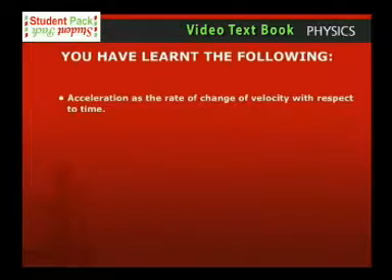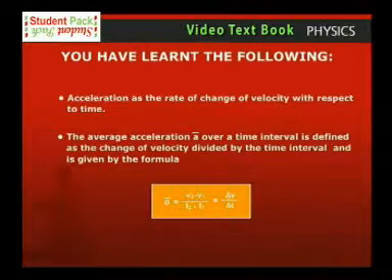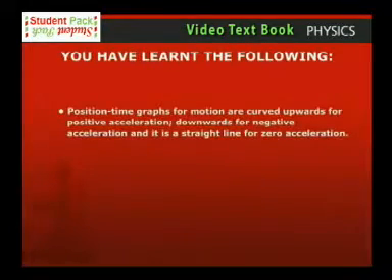In this video, you have learnt acceleration is the rate of change of velocity with respect to time. The average acceleration a bar over a time interval is defined as the change of velocity divided by the time interval and is given by the formula a bar is equal to v2 minus v1 by t2 minus t1, which is equal to delta v by delta t. The position time graphs for motion are curved upwards for positive acceleration, downwards for negative acceleration, and is a straight line for zero acceleration.